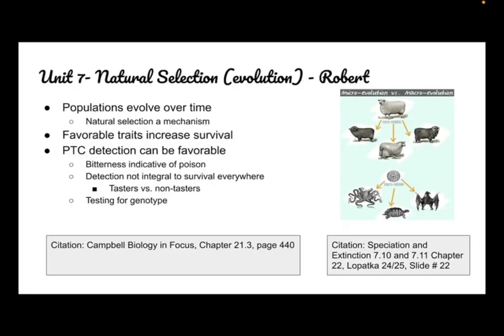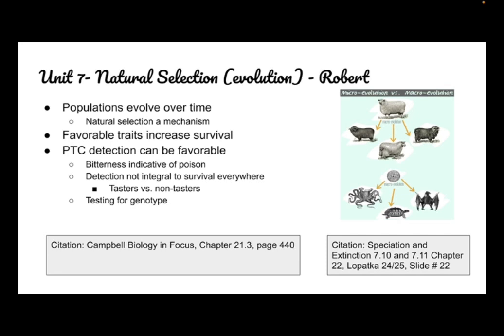Unit 7 explores the concepts of evolution and how natural selection drives change in populations over time. Natural selection acts as one of the key mechanisms of evolution, wherein traits that improve survival and reproduction become more common in a population over time.